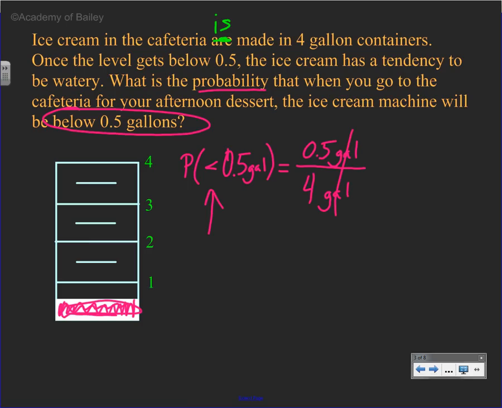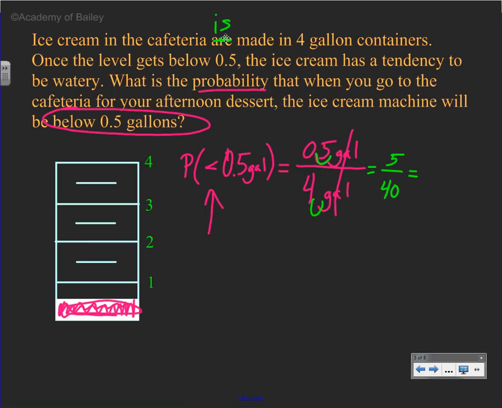The gallons cancel each other out, and now we reduce this. If we have 0.5, we can move the decimal one place to the right, and then we move the decimal for the 4 one place to the right. So now we have 5 over 40. And what number goes into 5 that also goes into 40? 5 does. But we're trying to find probability, so I guess we don't even need to reduce that fraction.